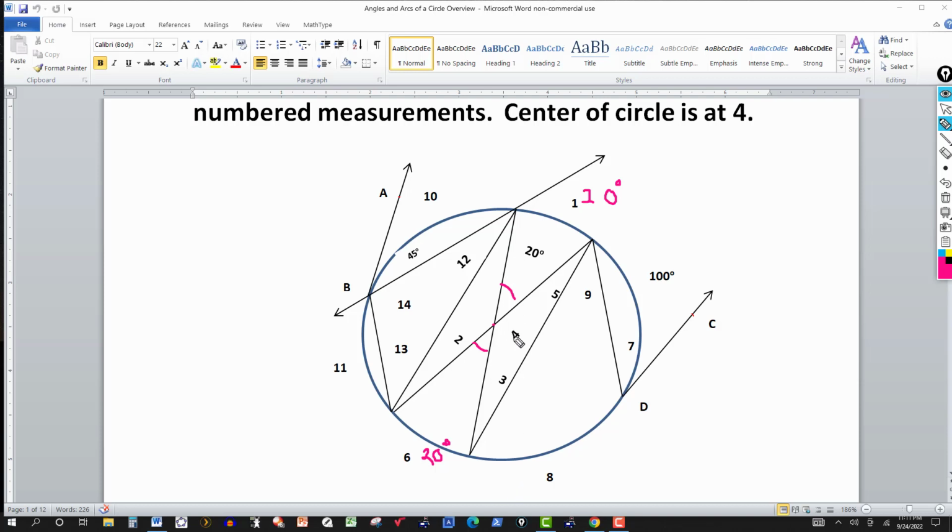Let's look at angle 3. And notice here the vertex is on the circle. So this is an inscribed angle. So this angle here is going to be half the measurement of the intercepted arc. So that means arc 1, that's 20 degrees, so half of that is 10 degrees. So for this one, that angle is 10 degrees.